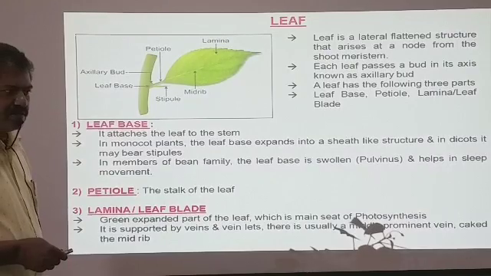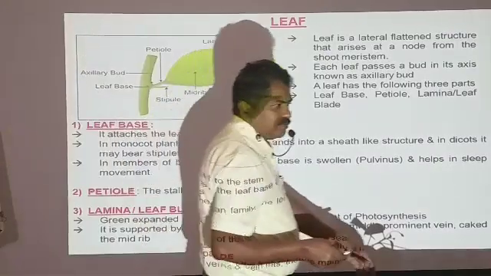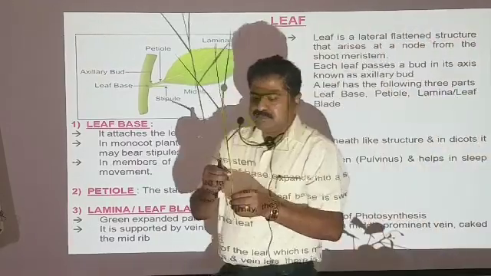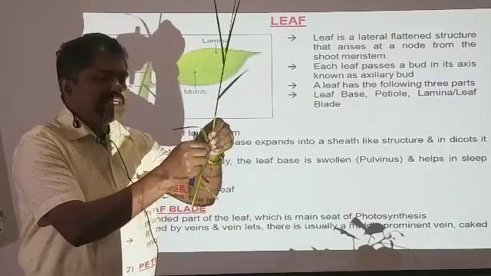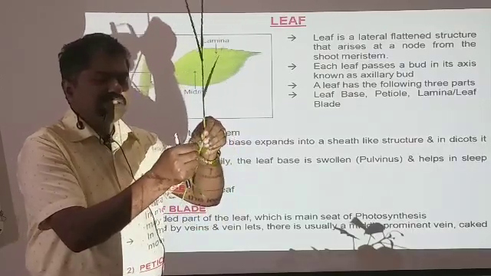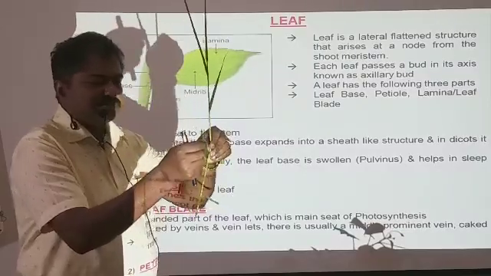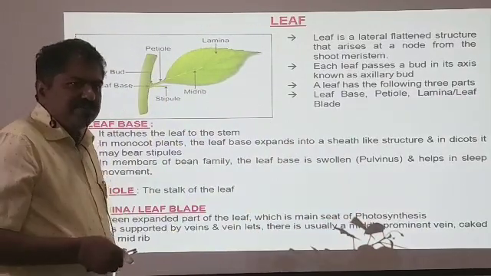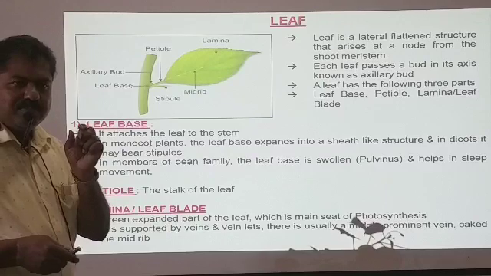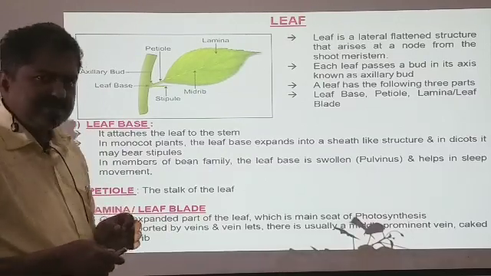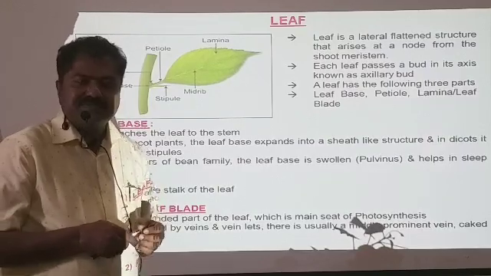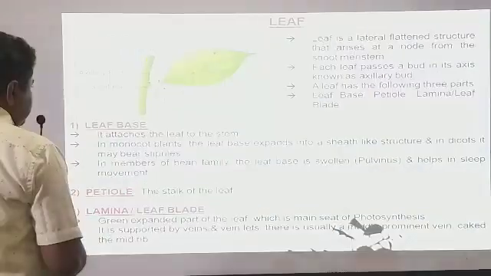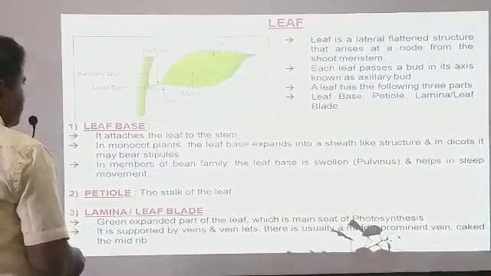The leaf has a leaf base, and the leaf base is attached to the stem. In monocotyledons, the leaf base expands and forms a sheath-like structure called the leaf sheath. Whereas in the family Papilionaceae, the leaf base is swollen, and that is called pulvinus. The pulvinus is a characteristic feature of the family Papilionaceae.